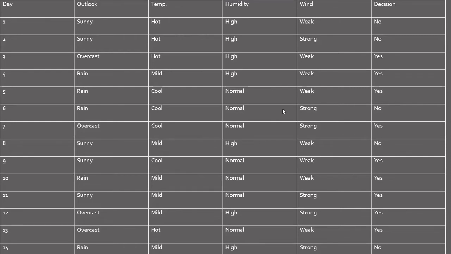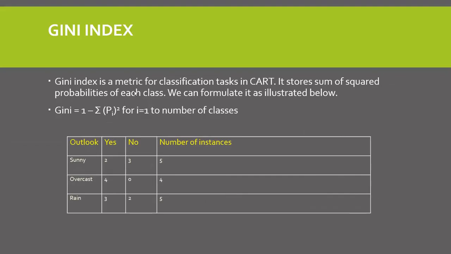Now, the case of this one: outlook is rain, temperature is mild, humidity is high, and wind is weak. Decision is yes. So we have to identify which one to be considered as the root node. Now we'll find a Gini index that allows us to do the work.